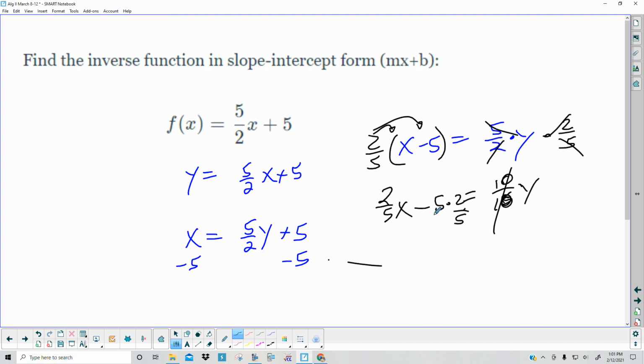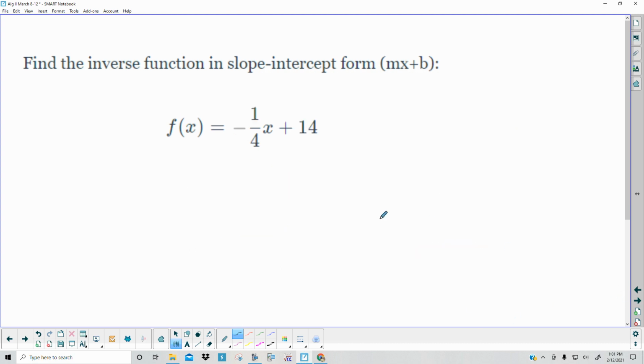2/5. That's over 1. The 5's cancel. So you have 2/5 x minus 2 because the 5's are gone, equals your y. So that's your inverse. Okay. And it's your y. -1/4 x plus 14.